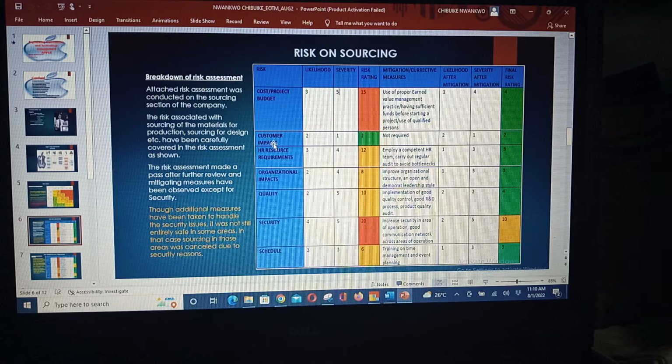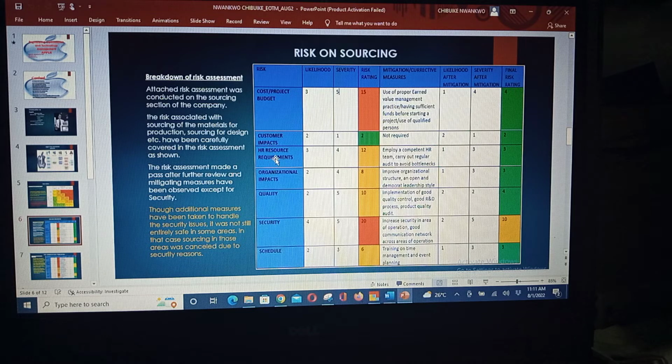We go to the customer's impact. We don't really have much to do with customers here because we are not sourcing for products or whatever. So we don't have much interaction with customers, except for very few, probably the ones that we get very little information from. So it is actually negligible. That means mitigating measures are not required, and this is 2. If it does happen, likelihood is 2 and severity is negligible. So you can see that it's 2-2 here.